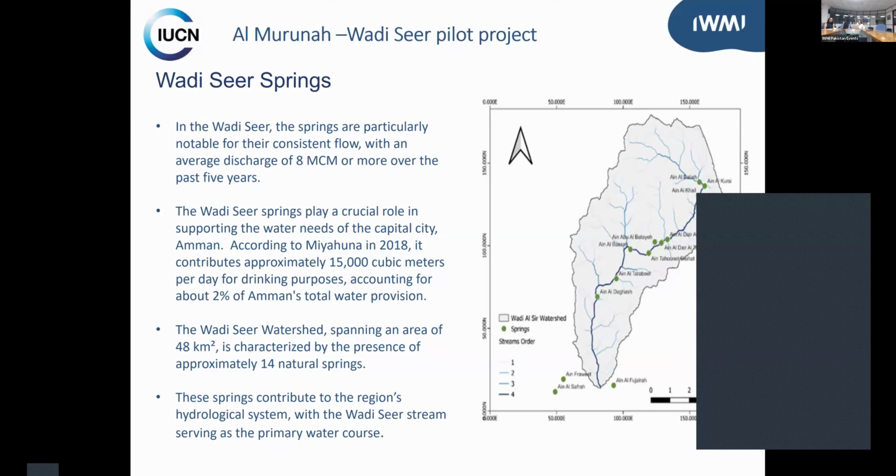Wadi springs play a crucial role in supporting the water needs of the capital city, Amman. According to Murunah records in 2018, it contributes approximately 15,000 cubic meters per day for drinking purposes, accounting for about 2% of Amman's total water supply. These springs also contribute to the region's hydrological system.